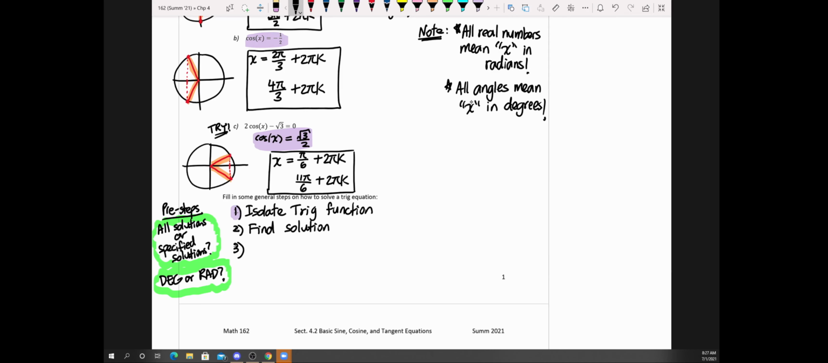Step 2 is you want to find the solutions in one period of the trig function. Sometimes there's only one solution in the period. Other times there's more than one. When you're working with sine, cosine, cosecant, secant, one period would be from 0 to 2 pi. When working with tangent and cotangent, one period is from 0 to pi.